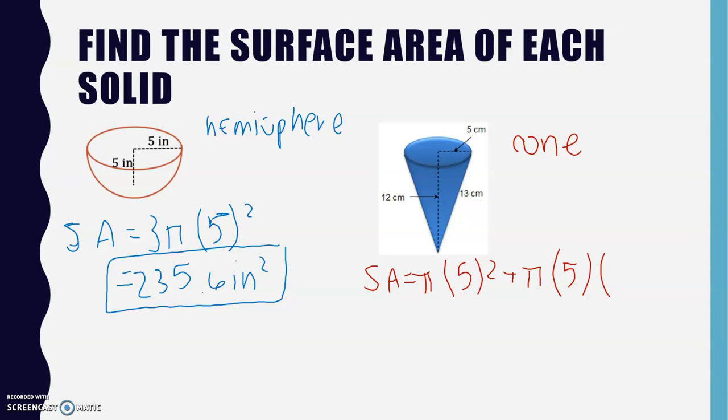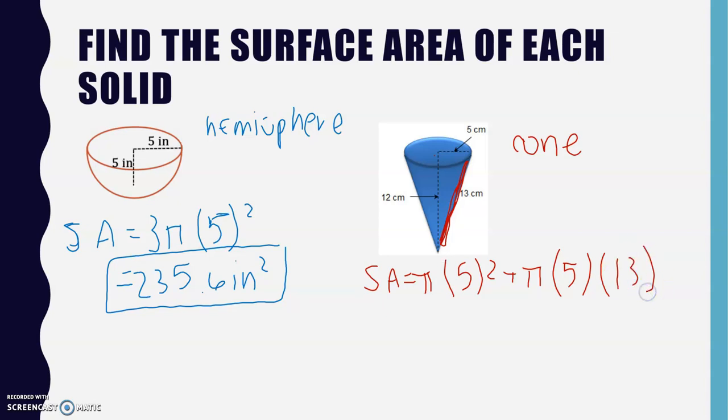So if we take a look, we have 2 heights here. We have 12 and we have 13. 12 is perpendicular to the base, so 12 is actually considered the height of the cone. So we're not going to use 12, we do need to use 13. Another way to look at this is that the slant height is always going to be the hypotenuse of the right triangle. Sometimes it's hard to visualize that, but with this one you can see that there is a right triangle in the picture. So the slant height is 13.